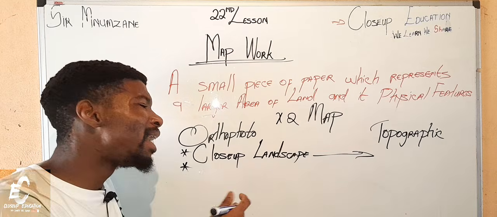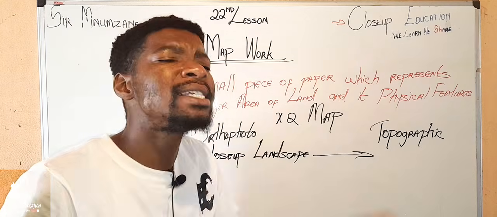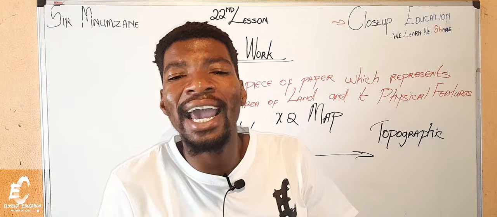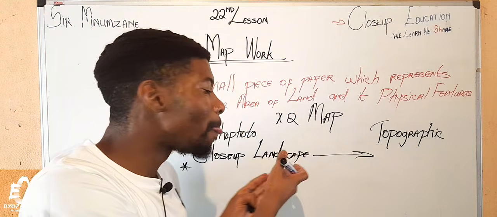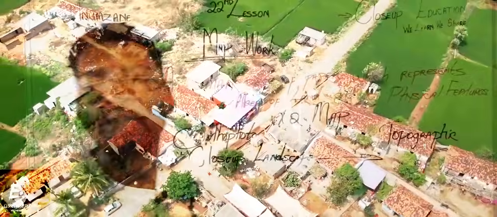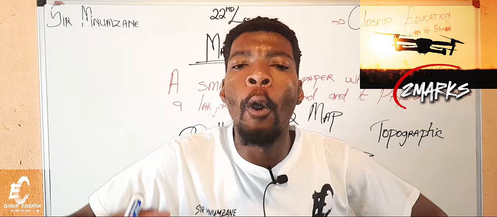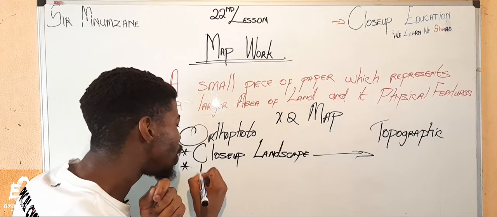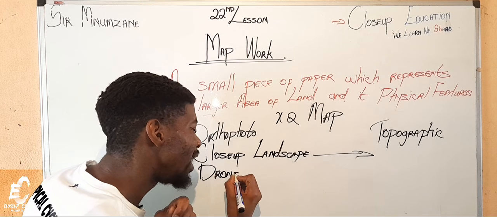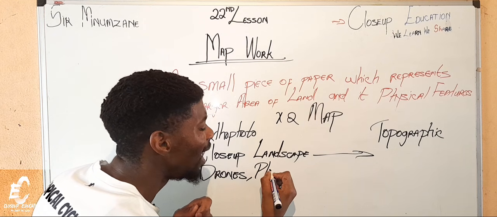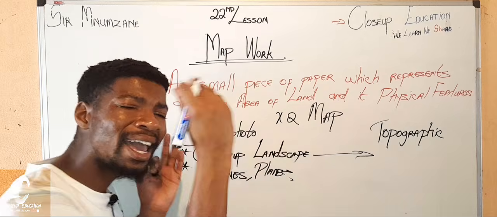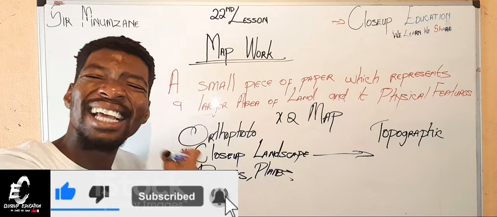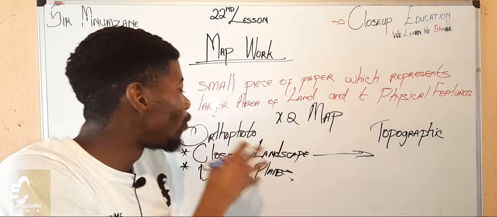Meaning if it's a close-up, it definitely means that it is taken within the range, right? Meaning the equipment or the GIS systems which are used to take the landscape pictures of an orthophoto are your drones, your planes, your helicopters, and your air balloons. Those are the GIS systems which are used to collect the data to show you the map of an orthophoto.